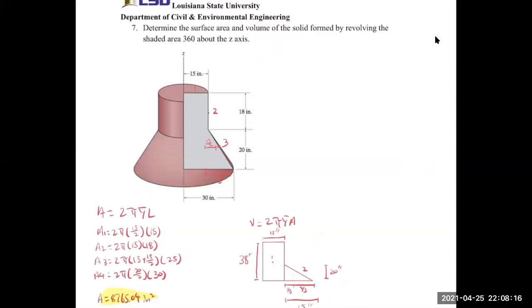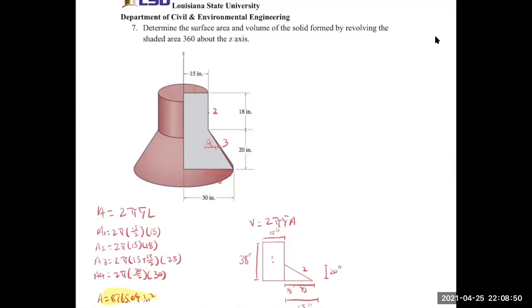Problem number 7 says determine the surface area and the volume of the solid formed by revolving the shaded area 360 degrees about the z-axis. This question is very similar to one of the problems that we did in the SI 17, where we determine the surface area and the volume of the solid revolving about a specific axis. So first let's do the area. The area equation is 2 pi y bar multiplied by the length. The y bar is just the centroid of that segment, right?